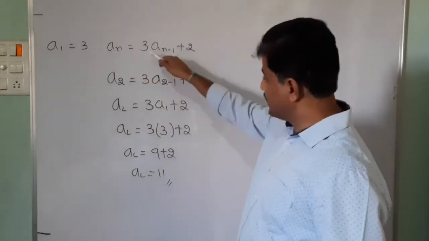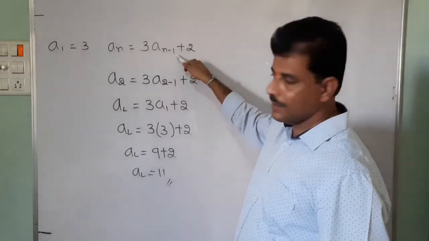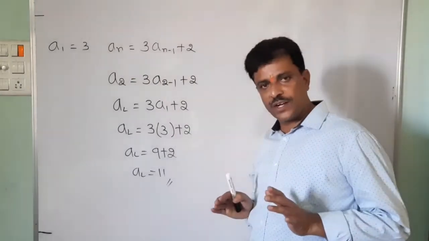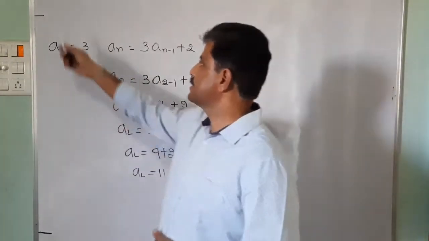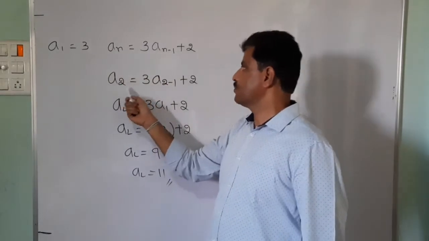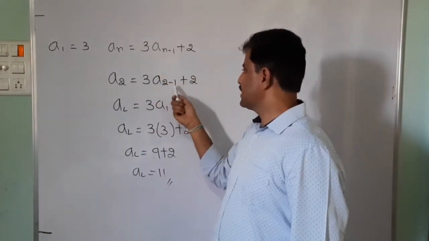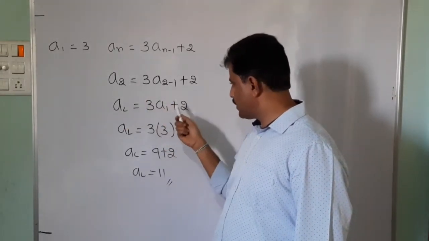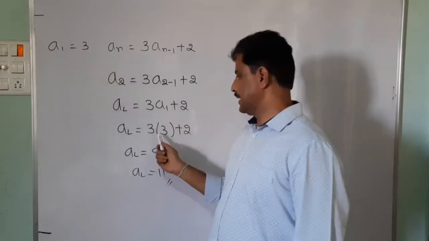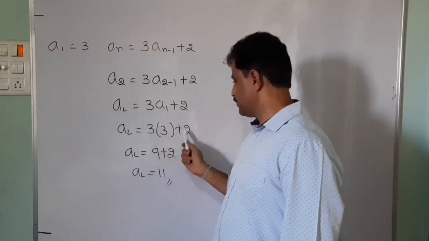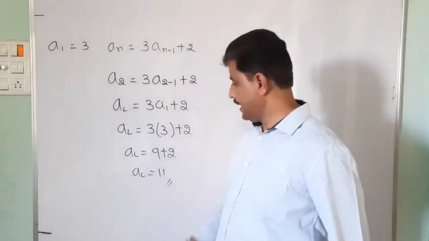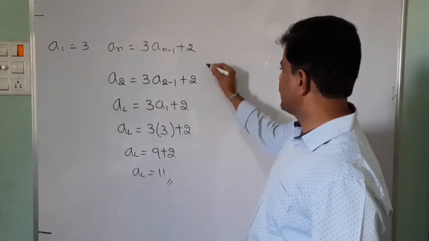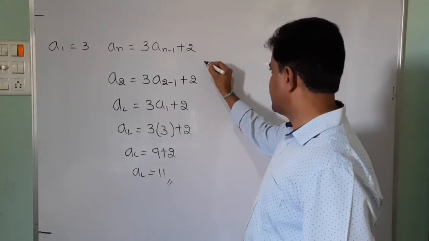a_n is equal to 3 into a_(n minus 1) plus 2. First you should find the first 5 terms. Already given first term a_1 is equal to 3. So put n equal to 2: a_2 is 3 into a_(2 minus 1) plus 2, where a_1 is 3. 3 threes are 9, plus 2 is 11. Okay, a_2 is equal to 11. Next, a_3.